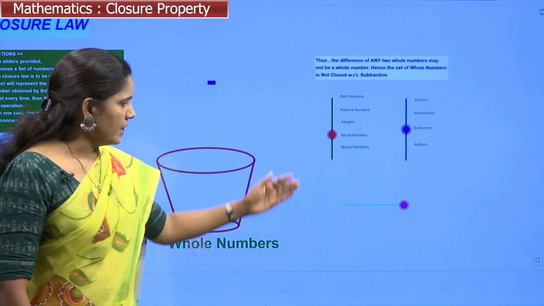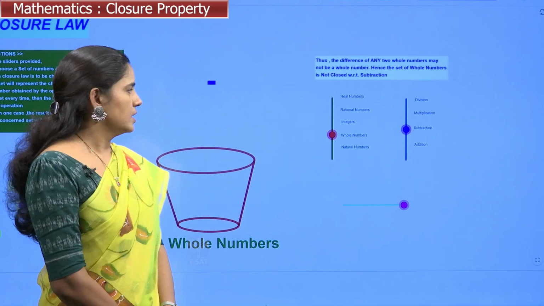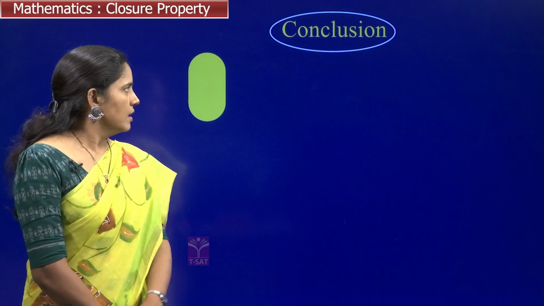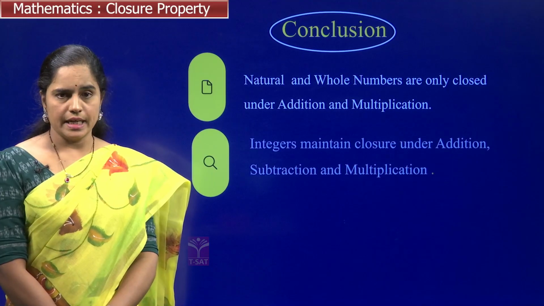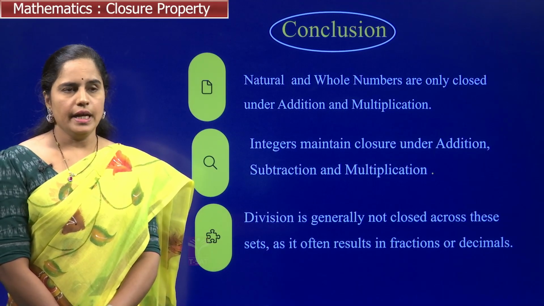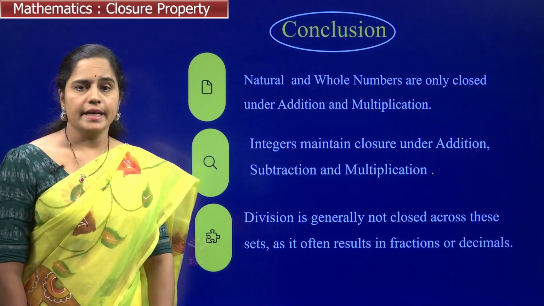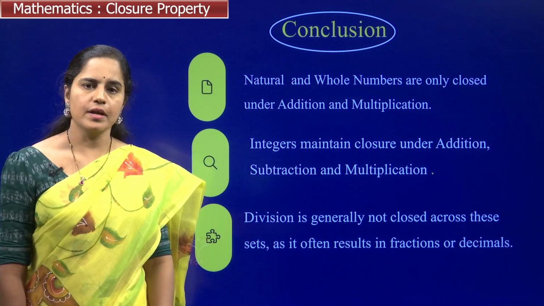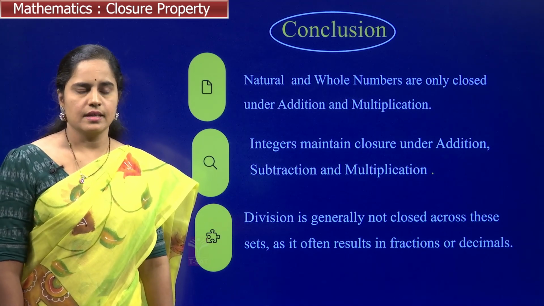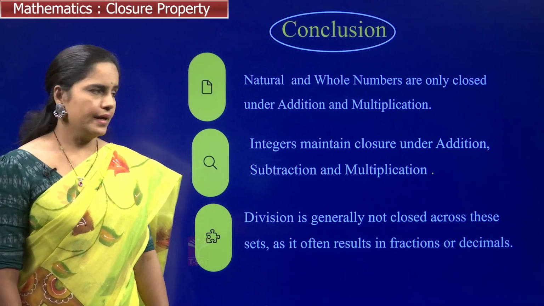You can check for any number set and any operation in this activity to see whether the number sets are closed under any operation or not. And finally, conclusion. Natural and whole numbers are only closed under addition and multiplication. Integers maintain closure under addition, subtraction and multiplication. Division is generally not closed across these three sets, as it often results in fractions or decimals.